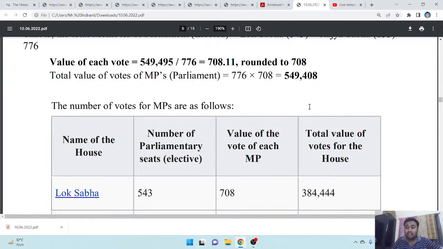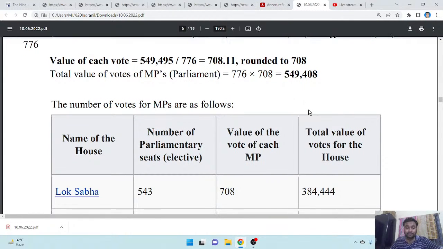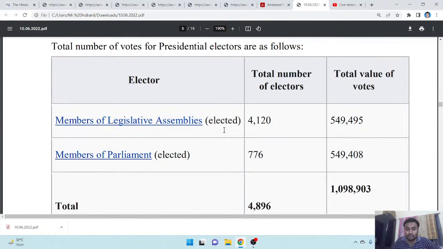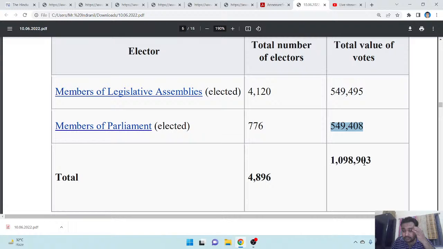So what is the total value of vote of MPs as well as MLAs? The total MLAs' value of vote is 5,49,495 and MPs' is 5,49,408. The total is 10,98,903. This is the total value of vote of MPs plus MLAs all over our country. Whichever candidate gets more votes out of this number will be elected as the President of India. This is the procedure.